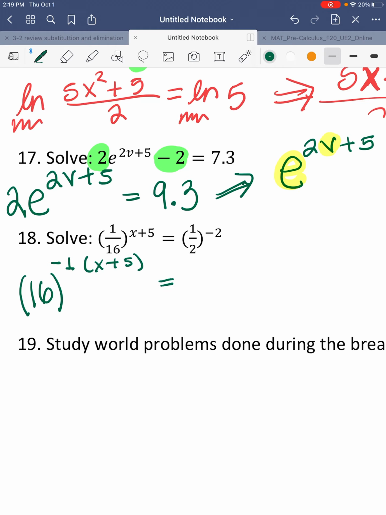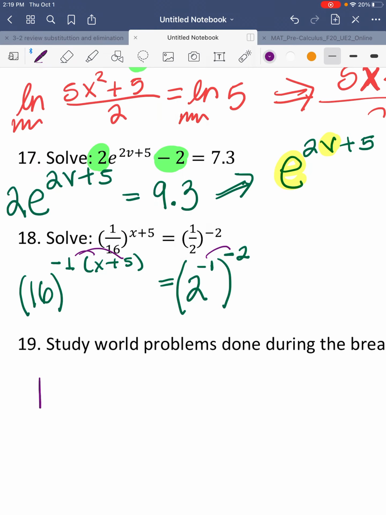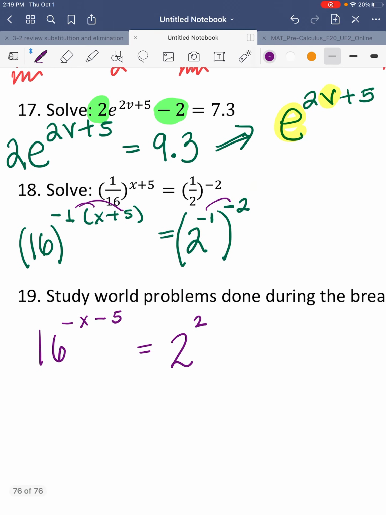Equal. The 1/2, it's a fraction, obviously. I can put it as just 2, but I need to put a negative 1. And don't forget the exponent that I already had, which is negative 2. From here, I'm just going to distribute the exponents, like I'm just going to multiply like that. So then this becomes 16 to the negative x minus 5 equals 2 to the positive 2. But 2 to the positive 2 is 4.